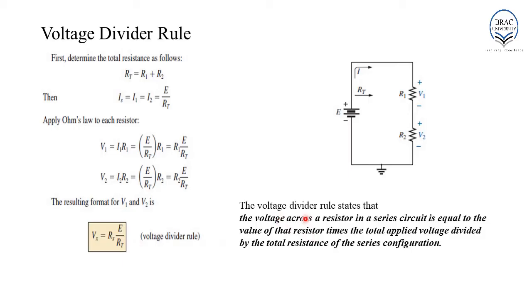So the basic voltage divider rule states that the voltage across a resistor in a series circuit is equal to the value of that resistor times the total applied voltage divided by the total resistance of the series configuration. This will become much more clear when we solve a problem based on this.